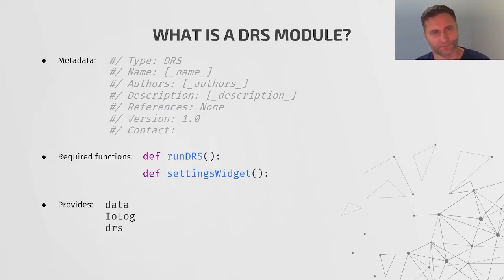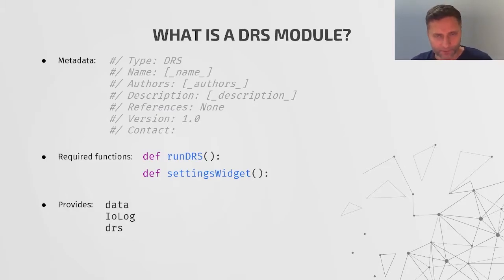certain functions. The other metadata fields, the name, the authors, the descriptions, etc., they're the same as the other modules, and you can put whatever values you like in there. Of course, we recommend that you put in accurate descriptions so that the user can tell what this DRS does, but you can put anything you like in there.